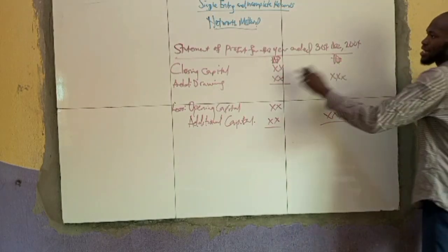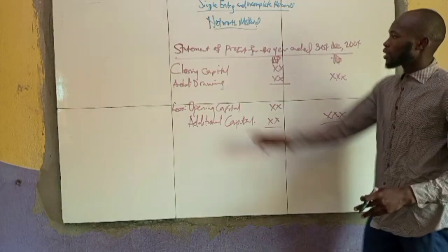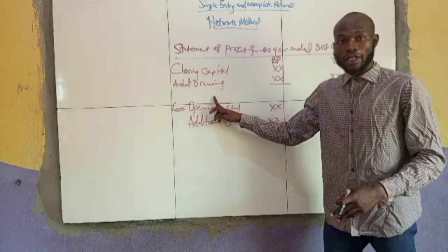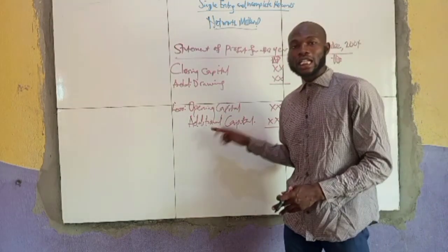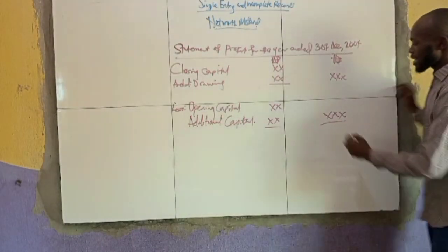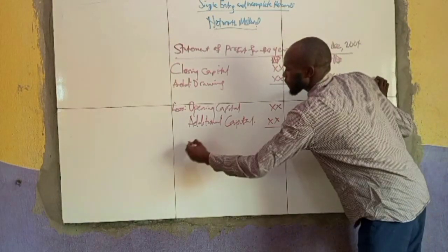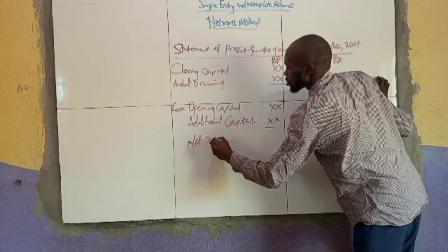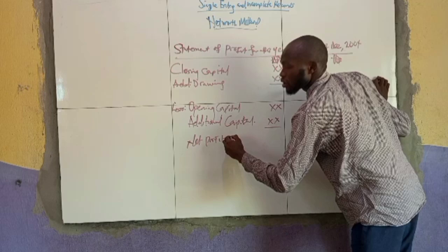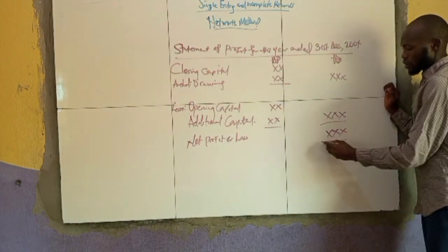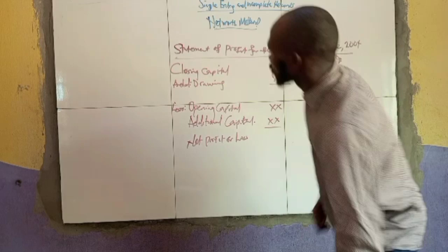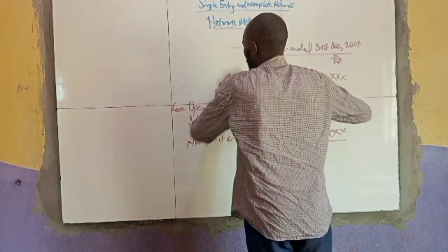So we are going to less the addition of the capital, closing capital drawing, which is going to give us this, from opening capital and additional capital, which is going to give us this, to get the what? The net profit or loss. To get the net profit or loss. Now let's take an instance.